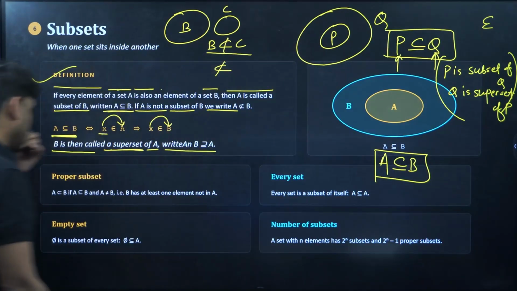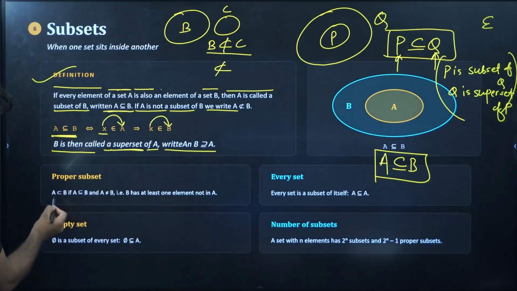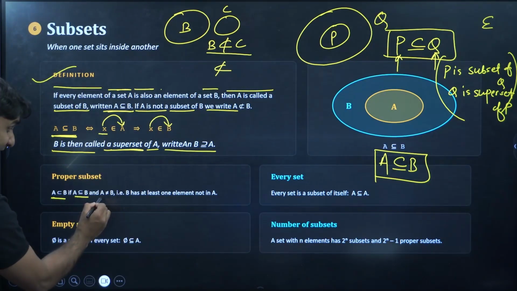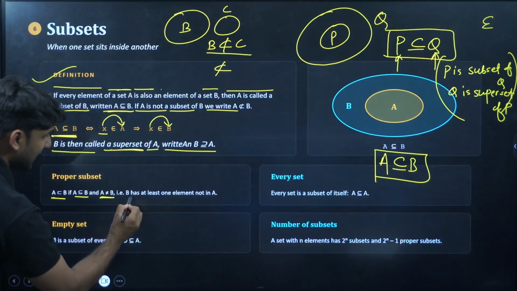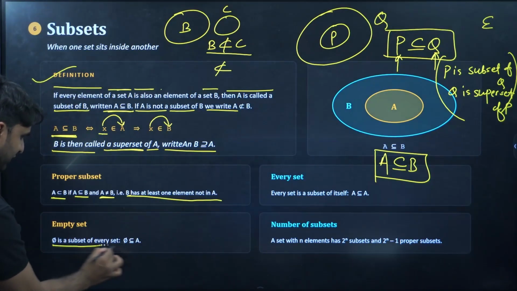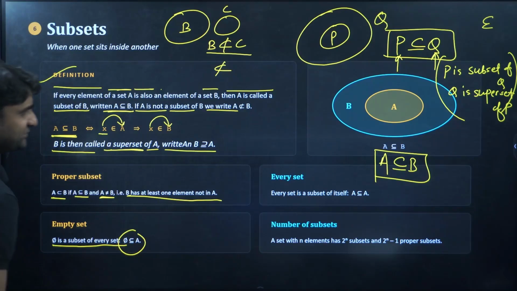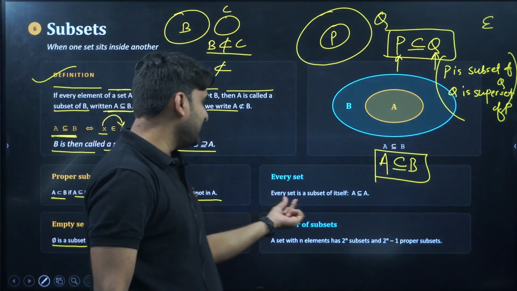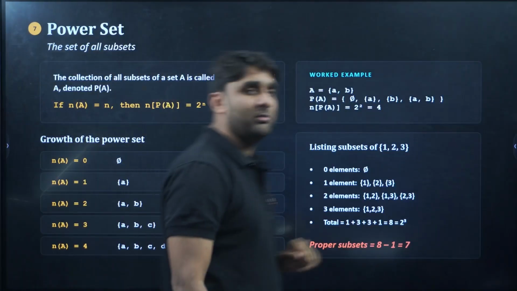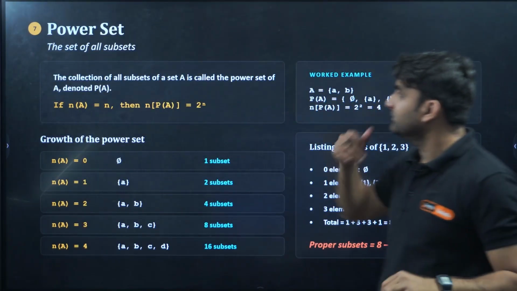Okay, so proper subset, A belongs to B. If A is a subset of B and A is not equal to B, B has at least one element not in A. Empty set, phi, is a subset of every set, phi is a subset of A. Every set is a subset of itself. So these are the four categories in subset. Moving ahead, let's talk about power set. These are the important things.